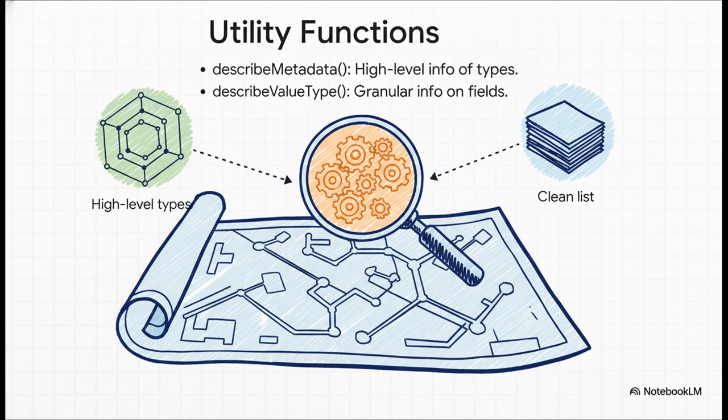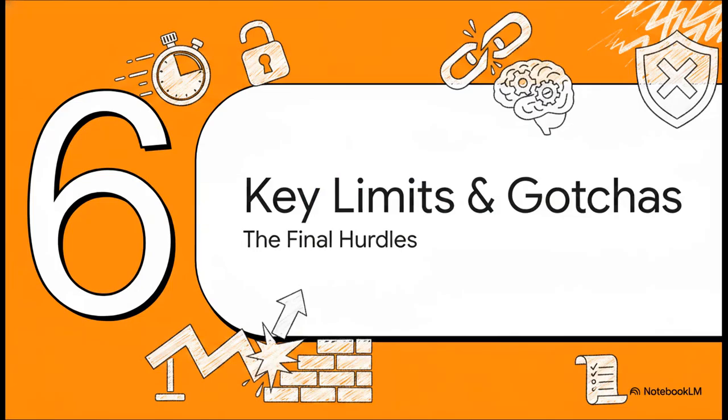To actually build out those synchronous CRUD calls, you've got these handy utility functions that basically act as a map of your org. You use describe metadata to see what overarching types even exist. Describe value type lets you zoom way in on the granular fields of a specific type. And list metadata gives you a clean list of full names, which you can plug straight into your manifest file or read operations. And finally, Section 6, Key Limits and Exam Gotchas, the final hurdles.